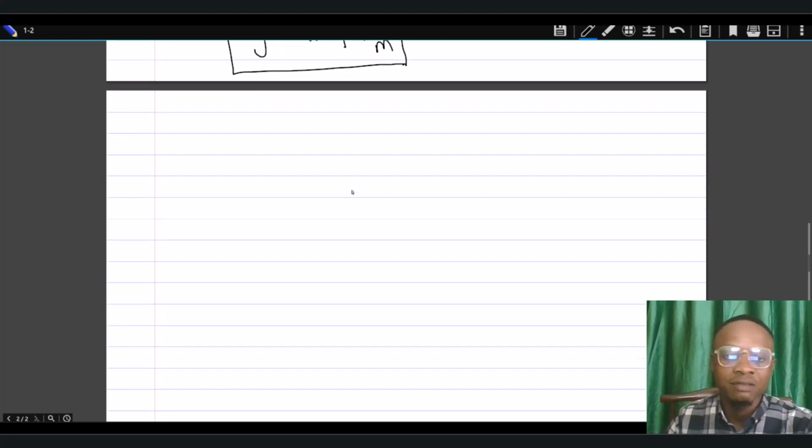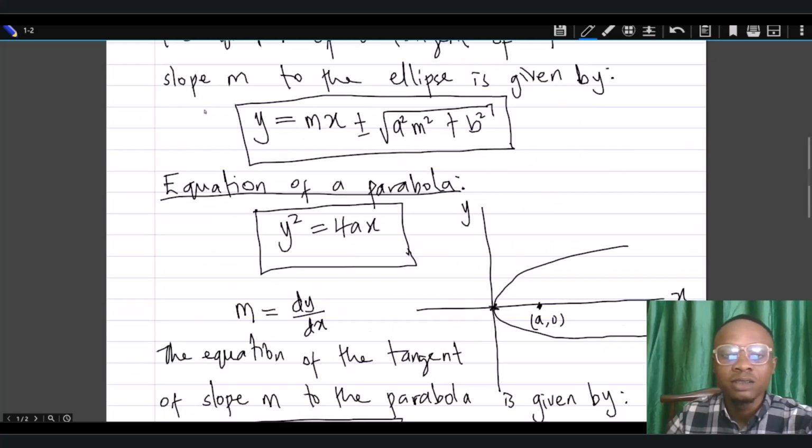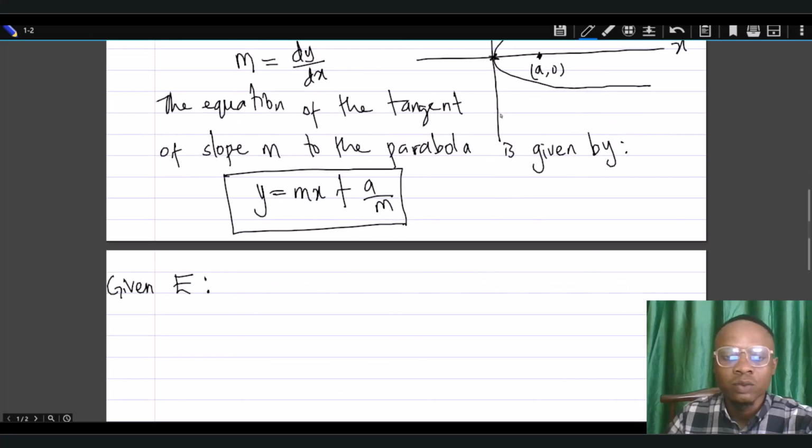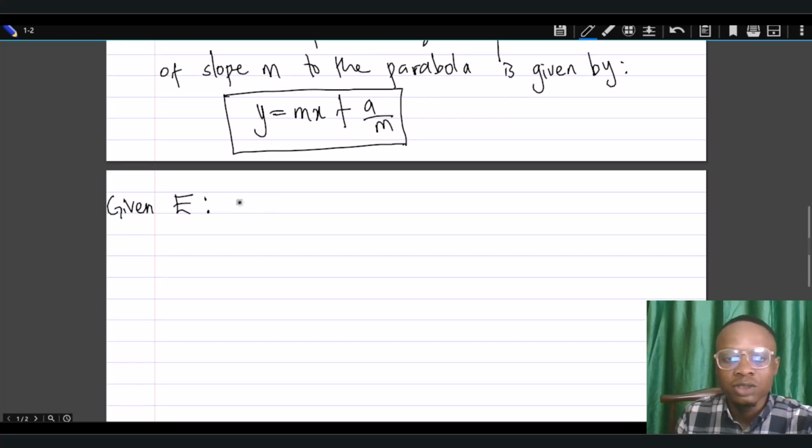So we will now analyze the given ellipse. We are given the ellipse with equation, what is the equation of that ellipse? It is x squared over 6 plus y squared over 3 equals 1. So we're given this ellipse, which is x squared over 6 plus y squared over 3 equals 1.